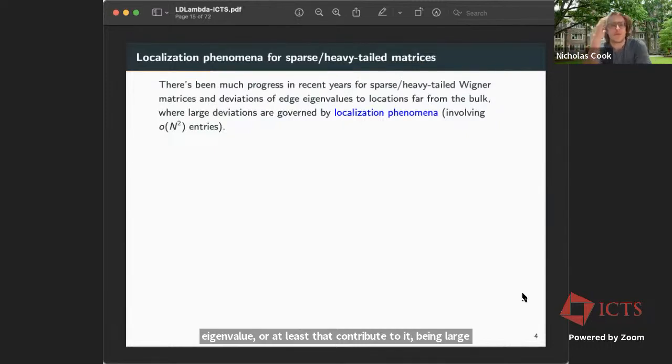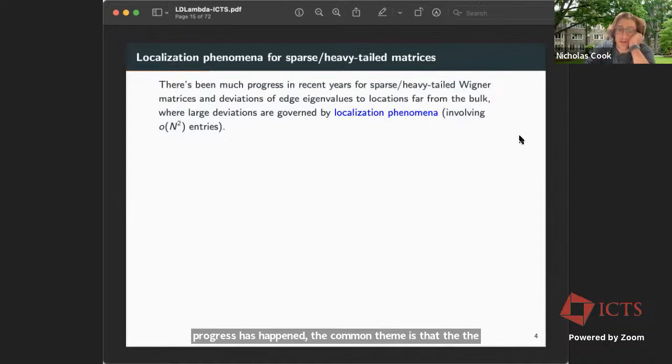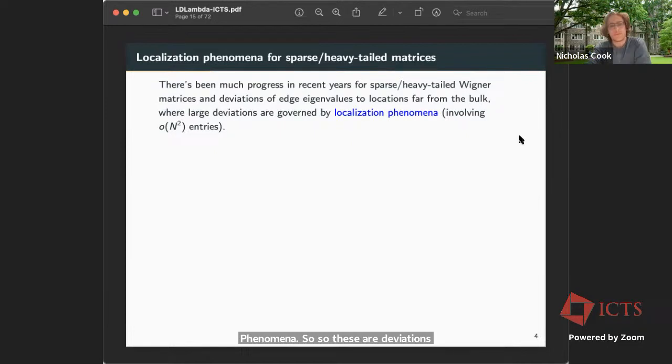Before explaining that, I'll review progress that's been made on other Hermitian matrices, not in the sub-Gaussian category. There's been a lot of progress in recent years on Hermitian matrices that don't have sub-Gaussian entries, but are either sparse or have heavy-tailed entries, or for looking at deviations that are very far from the bulk. In these models, the common theme is that the large deviations of the edge eigenvalues are governed by what I call localization phenomena. These are deviations involving entries on little o of n squared entries.